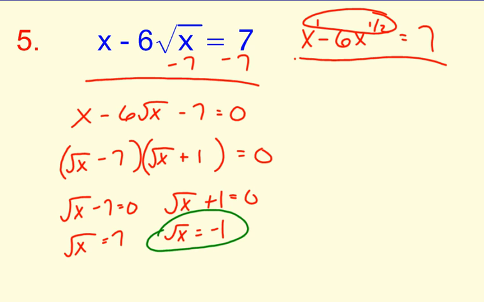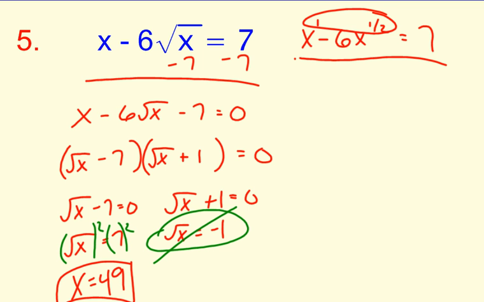Here I have the square root of something equaling a negative. I don't even have to go any further. I know that one's not going to check. On my left side I have a positive, so now I can square both sides and get x equals 49. So again, this problem gave me just one answer.